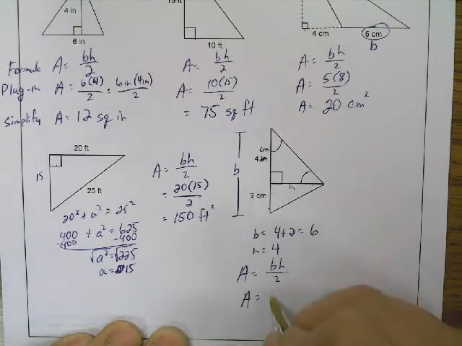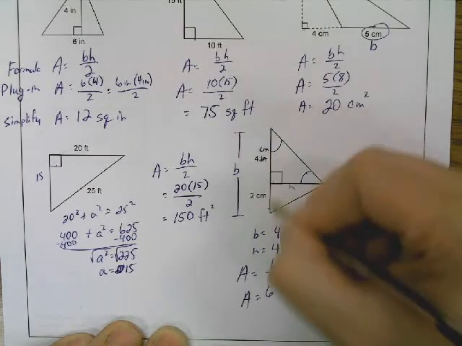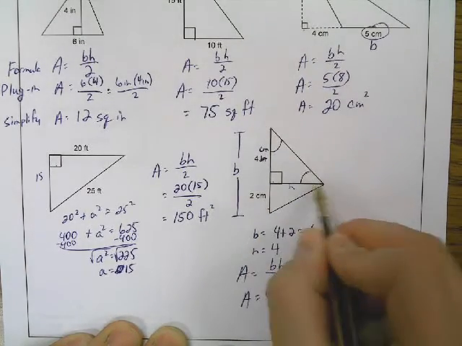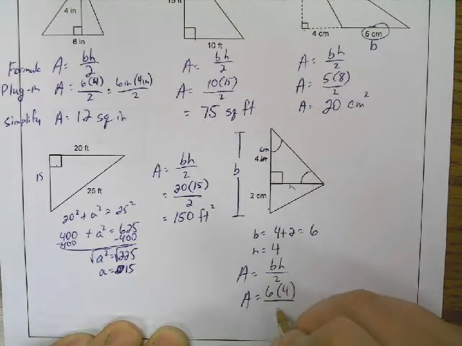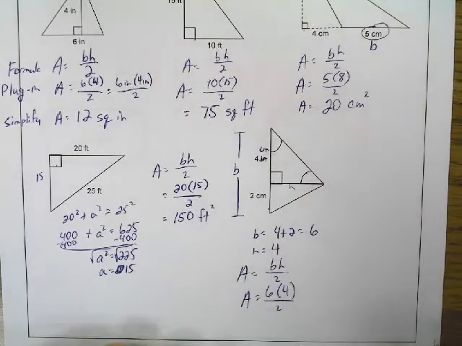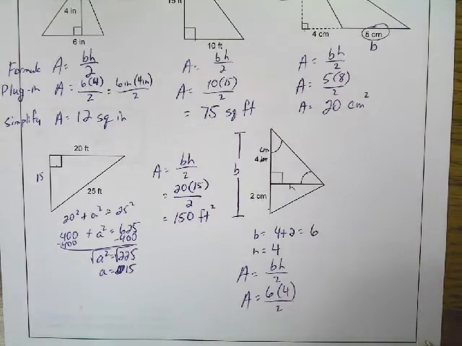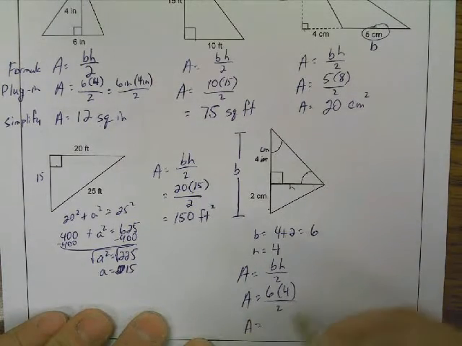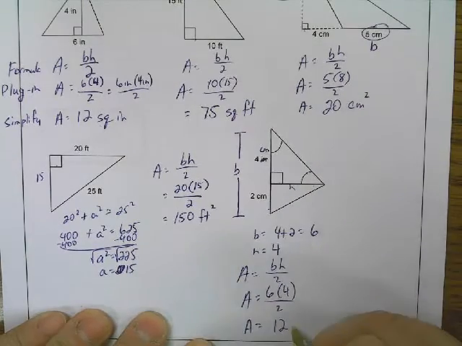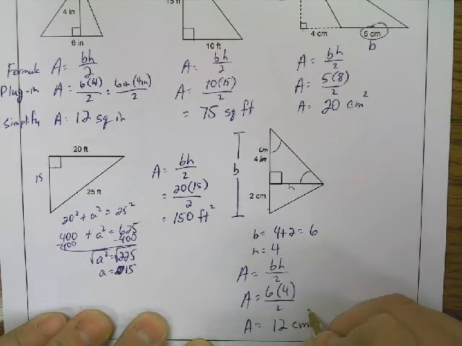And then once we figure that out, we can say area equals base times height over 2. Plug in, area equals 6, that's the base, 6, and then 4 is the height, divided by 2. And 6 times 4 is 24, divided by 2 is 12. And we get centimeters squared.